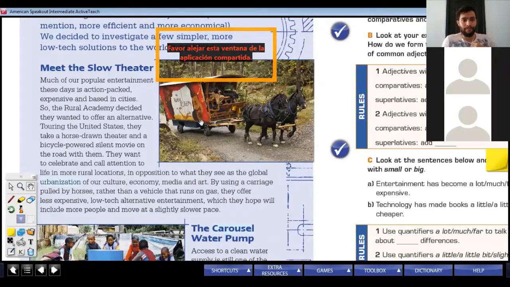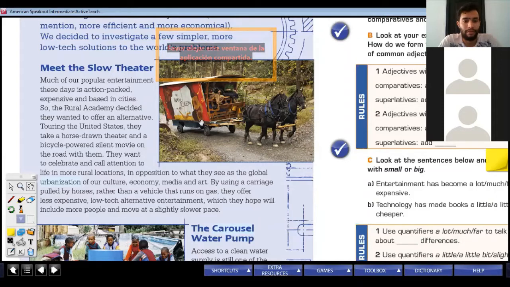Meet the slow theater. Much of our popular entertainment these days is action-packed, expensive, and based in cities. So the Rural Academy decided they wanted to offer an alternative. Sure, in the United States, they take a horse-drawn theater and a bicycle-powered silent movie on the road with them.